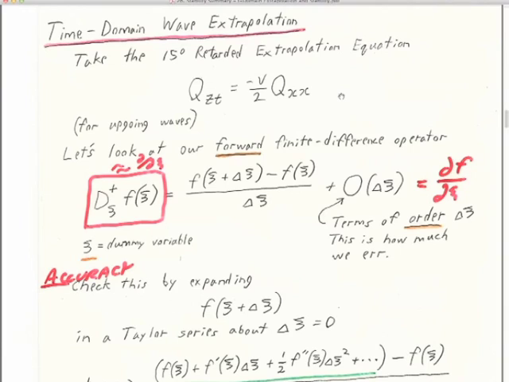I want to finally show you how effectively a 3D convolution is wave propagation. So this is finally going to be time and space domain multi-dimensional convolution being wave propagation, that kind of filtering being used to solve a physical problem. Okay, so here's our 15 degree retarded extrapolation equation. We're keeping it in retarded time for convenience.